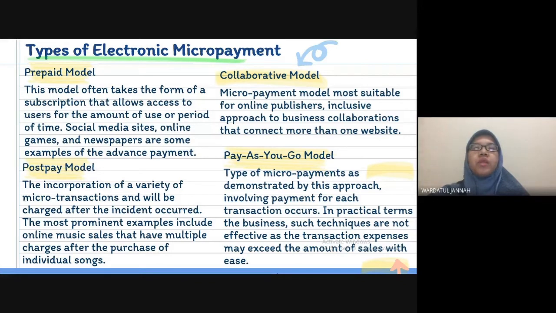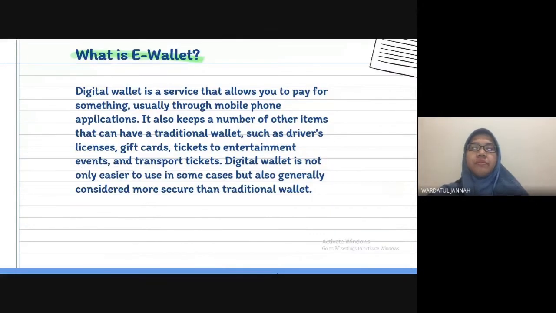Pay as you go model. This type of micropayment demonstrated by this approach involving payments for each transaction across. Tapi dalam bidang bisnes, these techniques are not effective as the transaction expenses may exceed the amount of sale with ease. Okay, next slide.